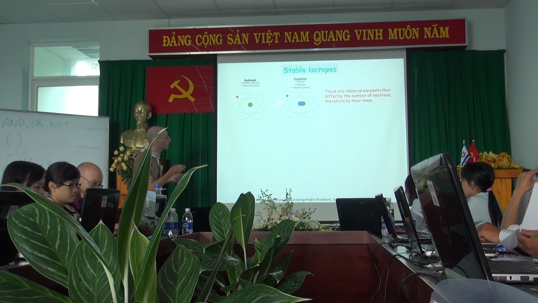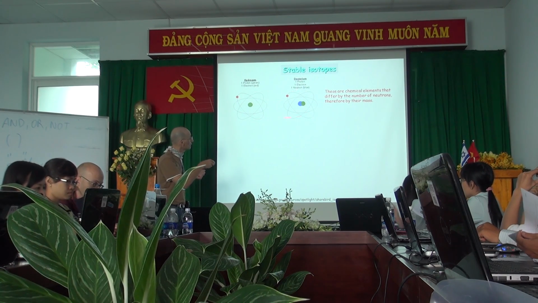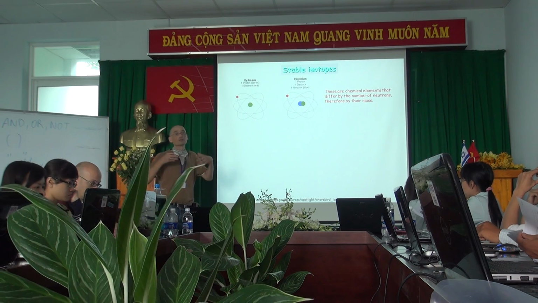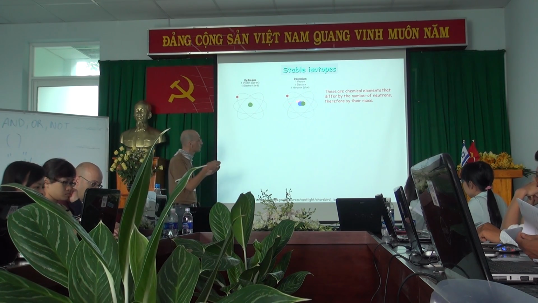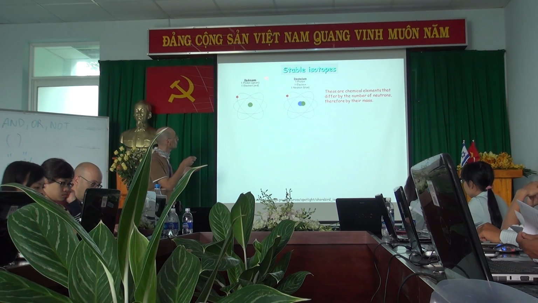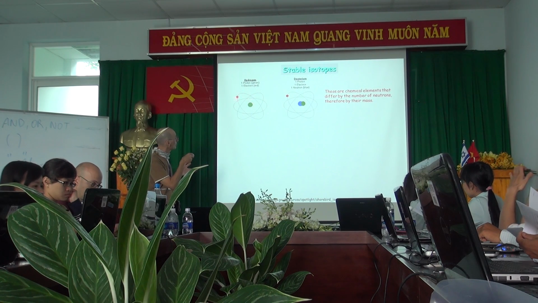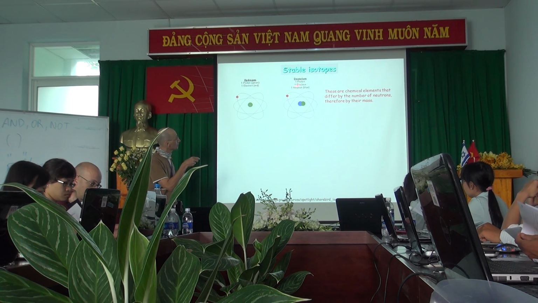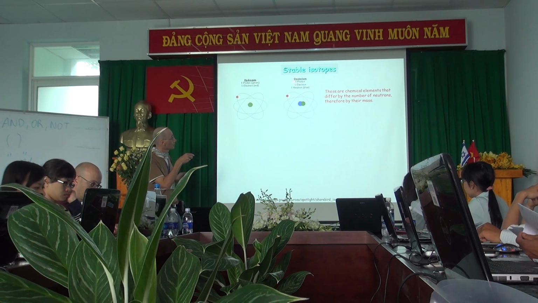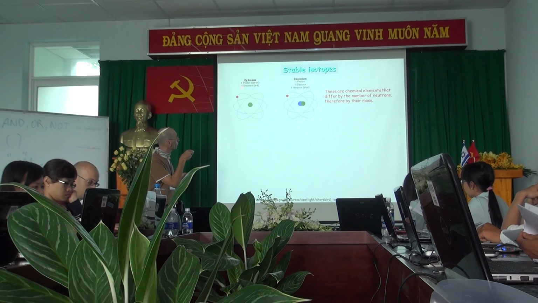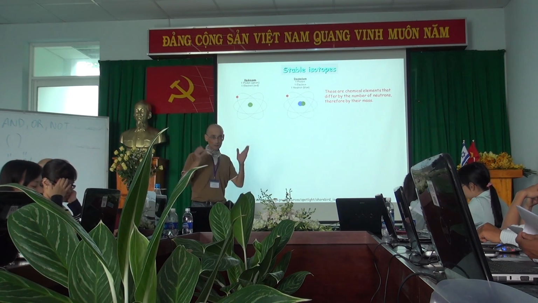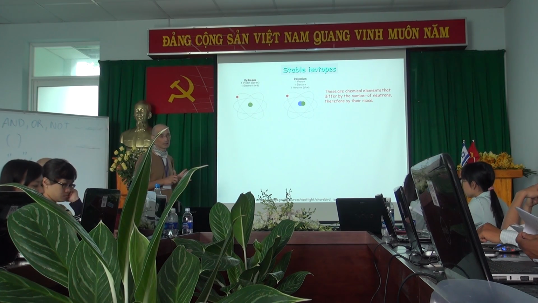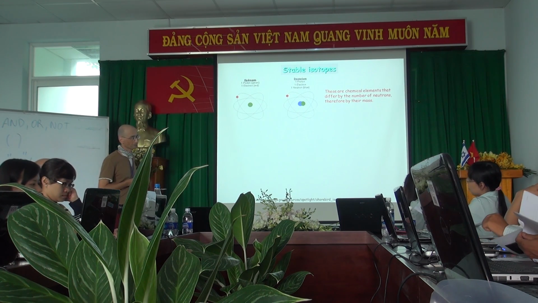Stable isotopes. You all know that atoms come in different flavors, meaning the size of their nucleus differs. For instance, you have hydrogen, which has one electron and one proton, and you have deuterium, which has one electron, one proton, and one neutron. So this is a stable isotope of hydrogen. It does not decompose by radioactivity. It's stable.